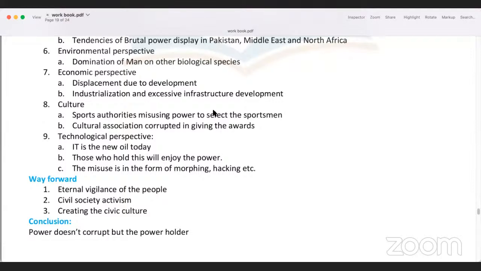And what is that civic culture? That is a culture to respect each other. Every human being should recognize the other human being as a human being. That is a tendency of respecting them. So that will actually create a civic culture.